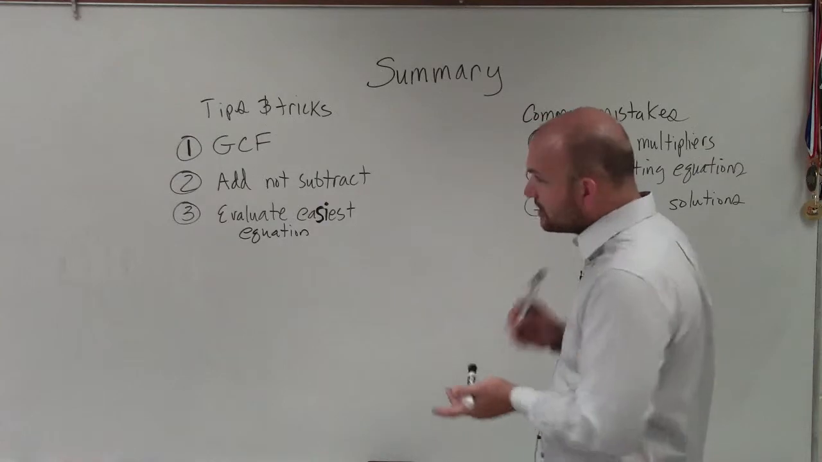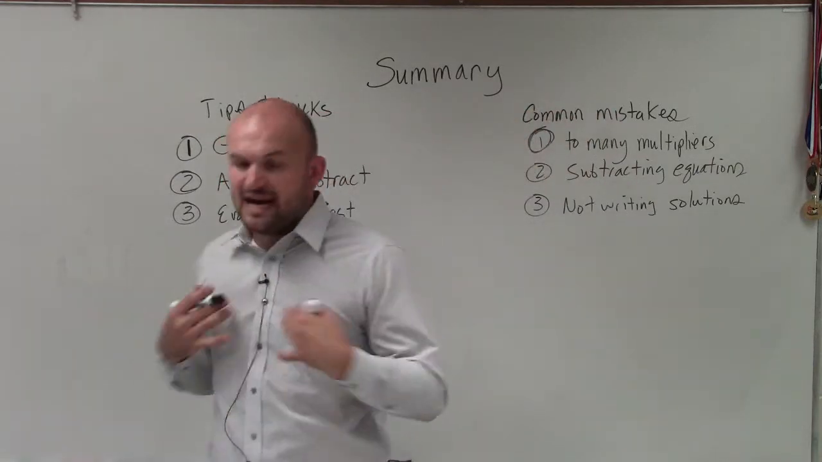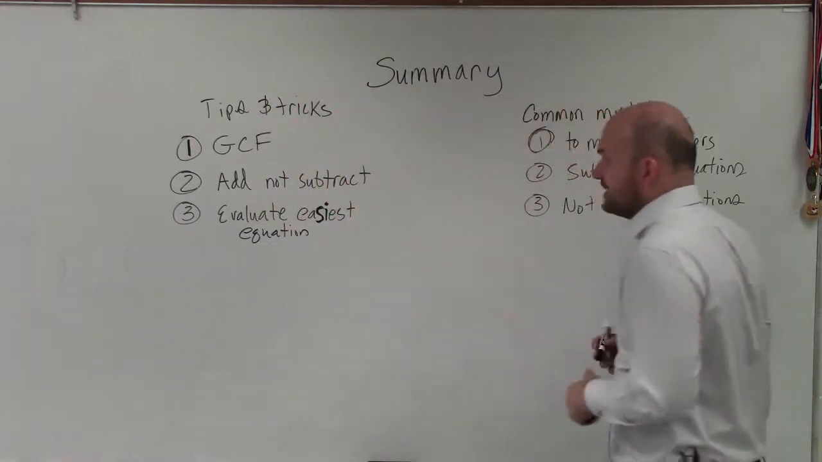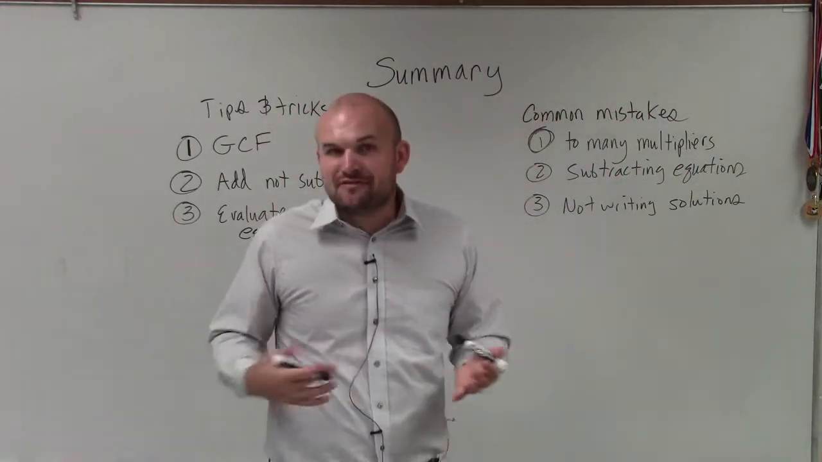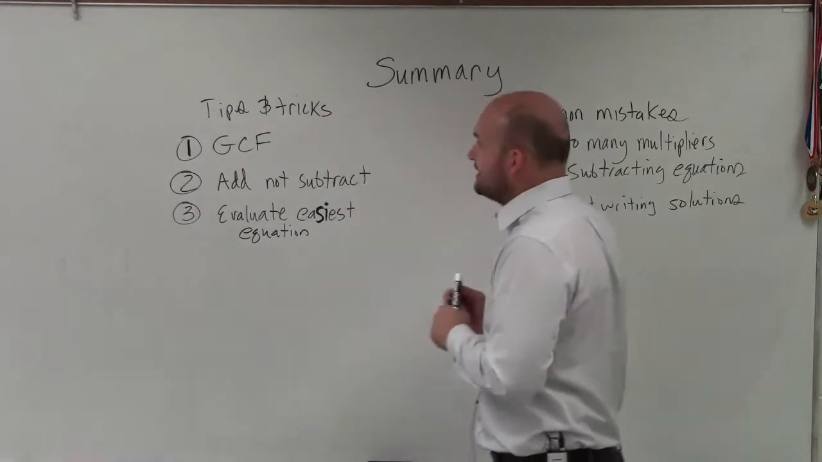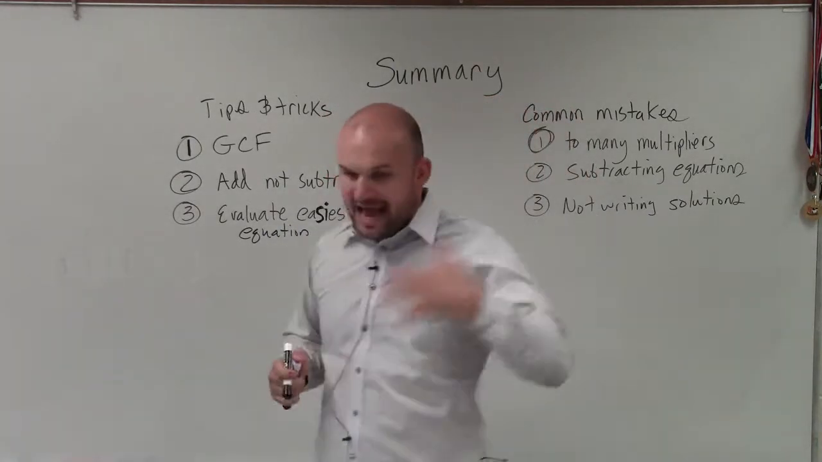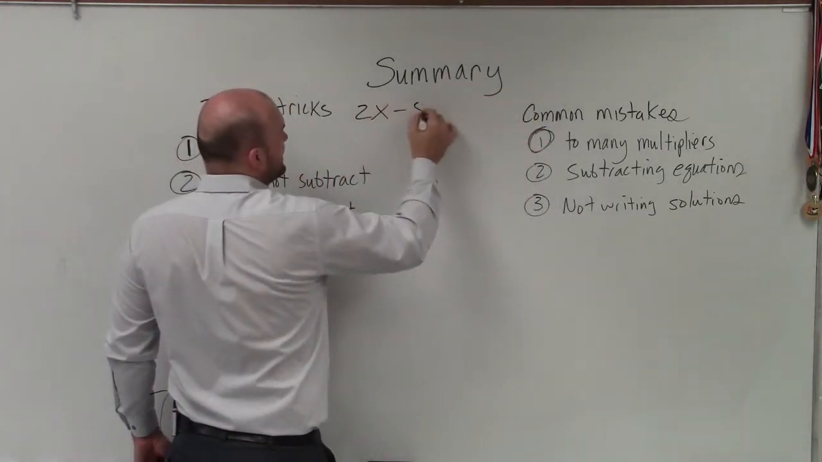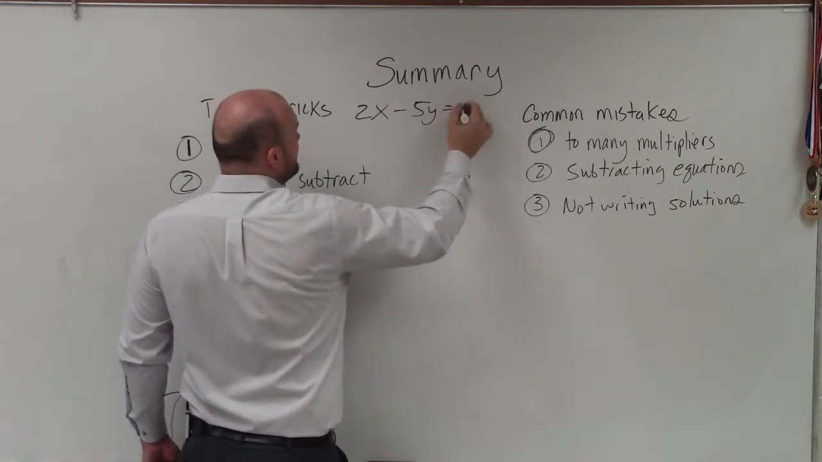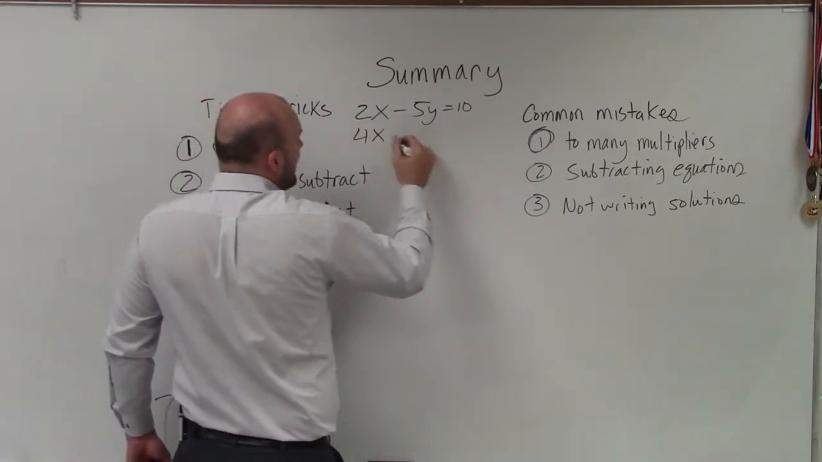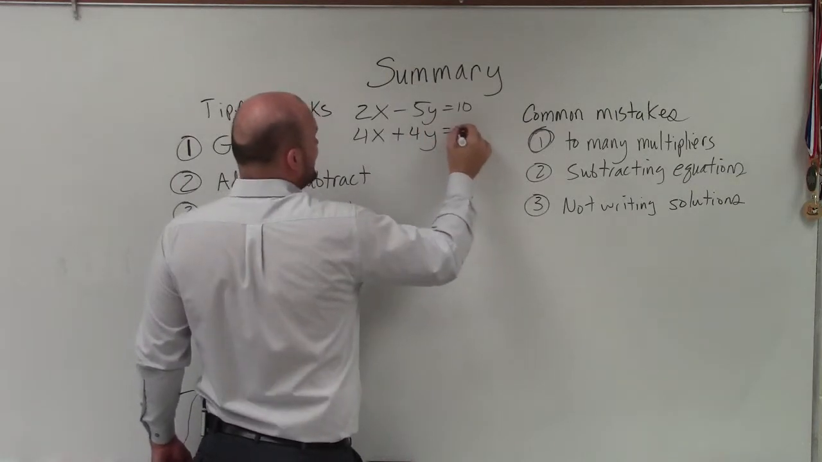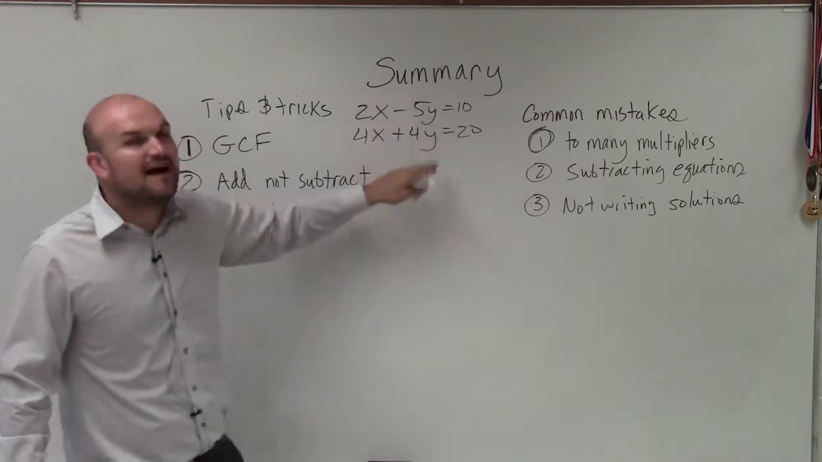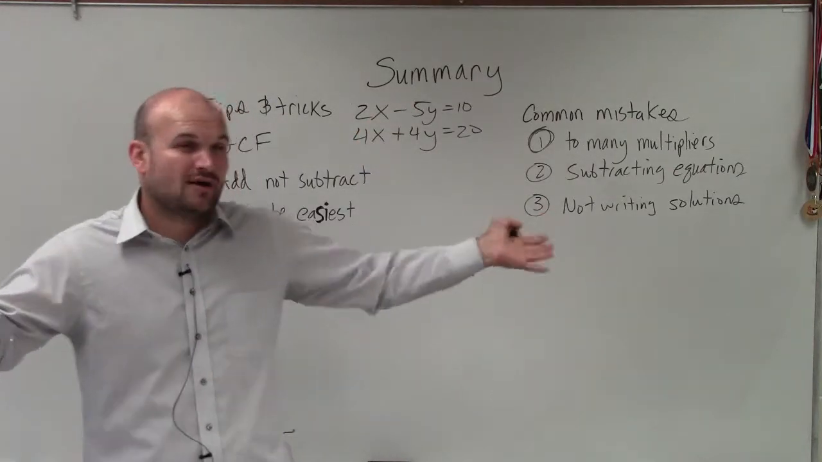So let's go over some tips and tricks that I've developed while teaching elimination. The first thing is determining the smallest GCF. Sometimes I see students who want to use their multipliers as much as possible. For instance, if I have 2x minus 5y equals 10, and 4x plus 4y equals 20, they say, oh, that's negative and positive, so let me get the 5 and the 4 to be the same, the common multiple.